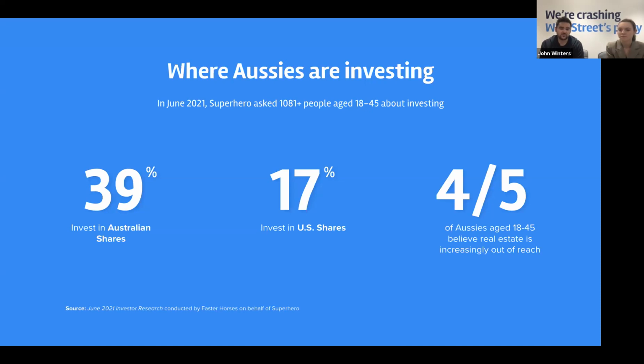And we have seen tremendous performance in both property, but also in shares. And there's about 40% of Australians now investing directly into ASX listed shares, Australian listed shares. And that's grown significantly particularly over the last 12 months during the pandemic, but over the last few years. And more people are turning to US shares.